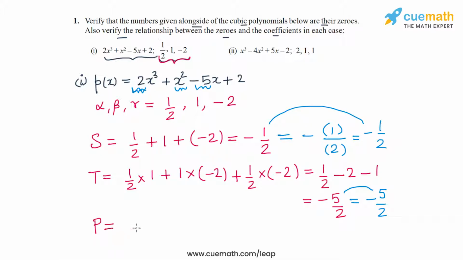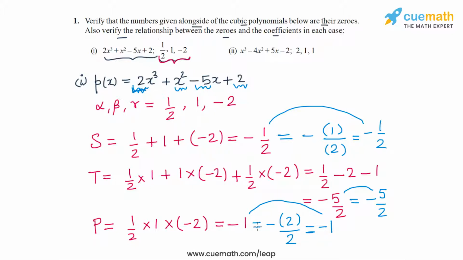So from the zeros themselves, the product should be equal to half into 1 into minus 2. So this should be equal to minus 1. And from the coefficients, the product should be equal to minus of the constant term. So minus of 2 by the coefficient of x cube. So that's 2. So minus of 2 by 2 or minus 1. So even the product relationship holds true when calculated using the zeros and using the coefficients. So all the three relationships hold true for the first polynomial.